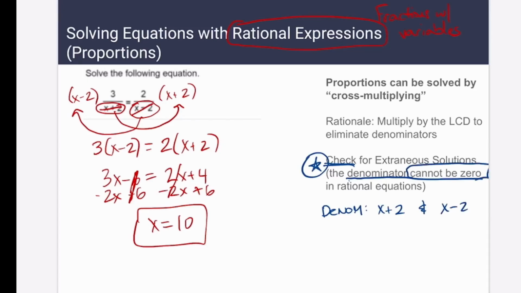If I plug in 10, which is what we have, then this gives me 12 and this gives me 8. So that's fine. So that means x equals 10 is actually the answer. You will do problems where sometimes the answer you get is not going to work, but that's for another time.